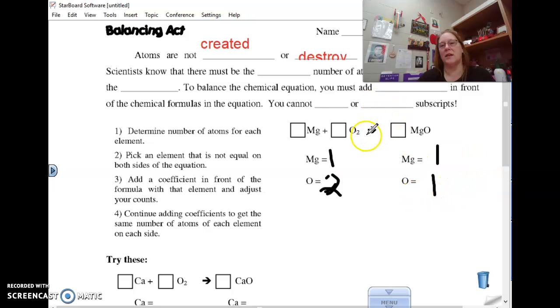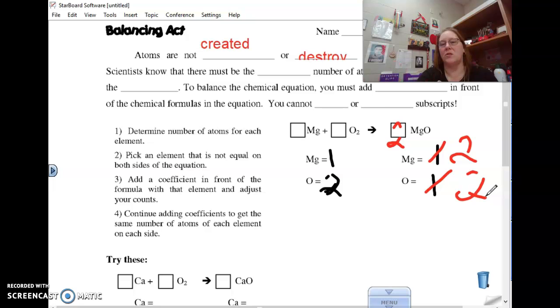So you can't just get rid of the subscript. What you have to do is use coefficients, like you do in math, to multiply. If I were to put a 2 in that box, I'm now going to multiply 2 times 1 is now 2, and 2 times this one is now 2. So now the oxygen on the reactant side is equal to the oxygen on the product side.